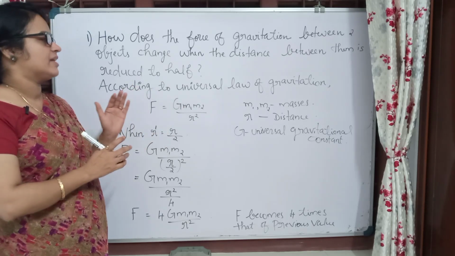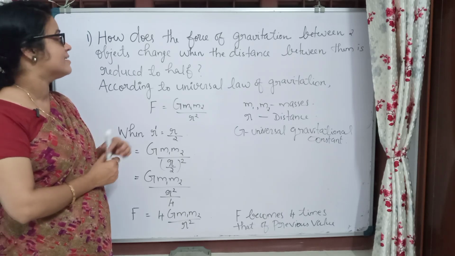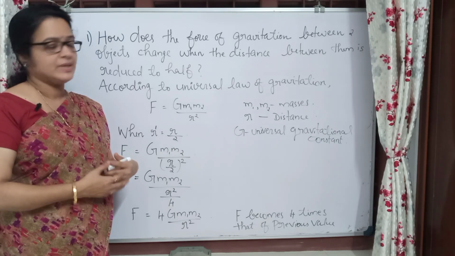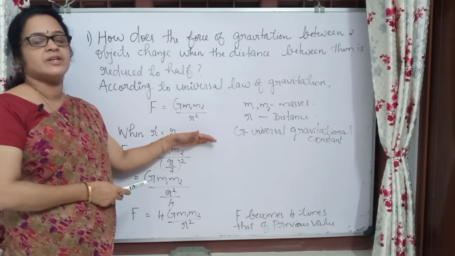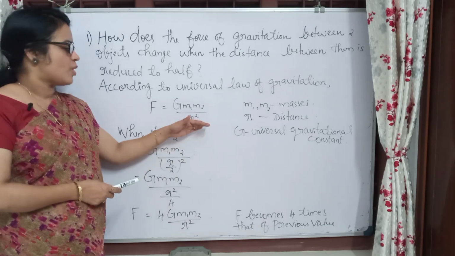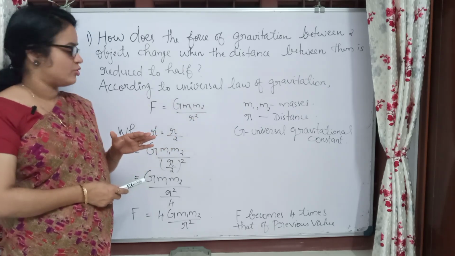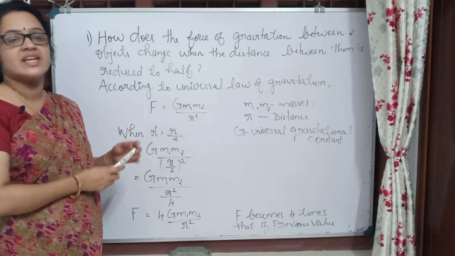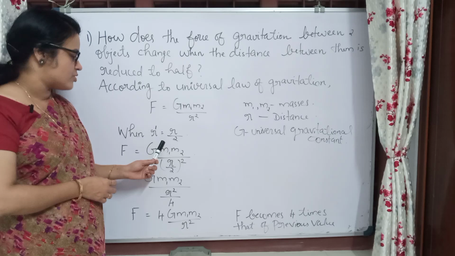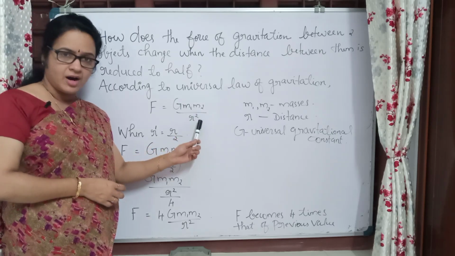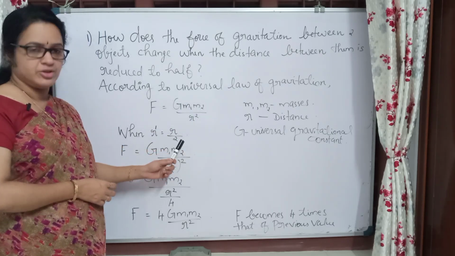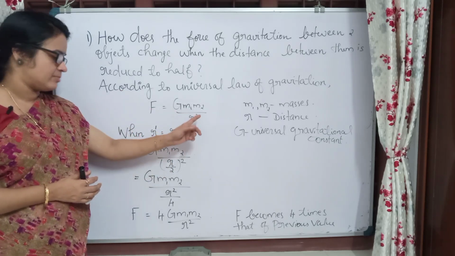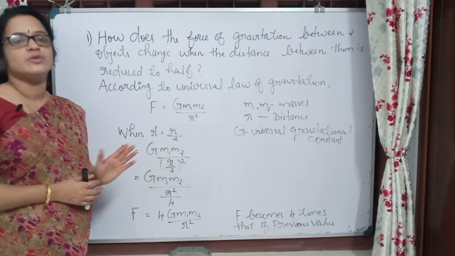Now we can apply the condition. What is the condition here? It is given that the distance between them is reduced to half. Distance becomes half means r becomes r by 2. So how can we write the equation? The new distance we can take as r dash, so r dash is equal to r by 2. Instead of r, we can substitute r by 2. So what we will get? F is equal to G into m1 m2 by r by 2 the whole square.